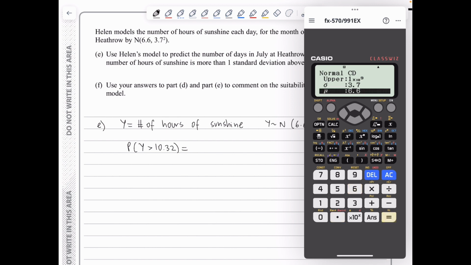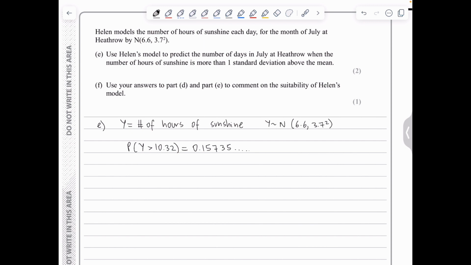So this gives an answer of 0.157. So let me write this down. 0.15735. We are trying to predict the number of days in July. July has 31 days, so I'm going to take this probability and multiply by 31, and this gives an answer of 4.88 days. It's okay to give a decimal, however, the mark scheme is also accepting 5 days as a valid answer.